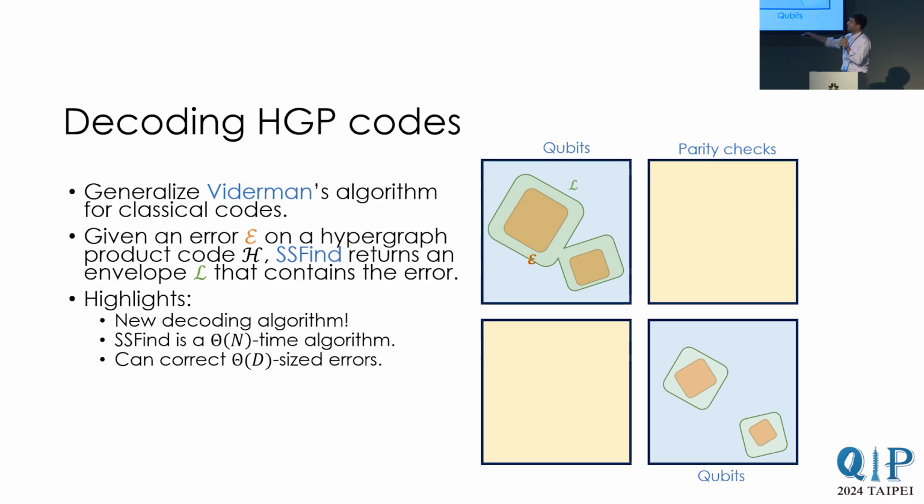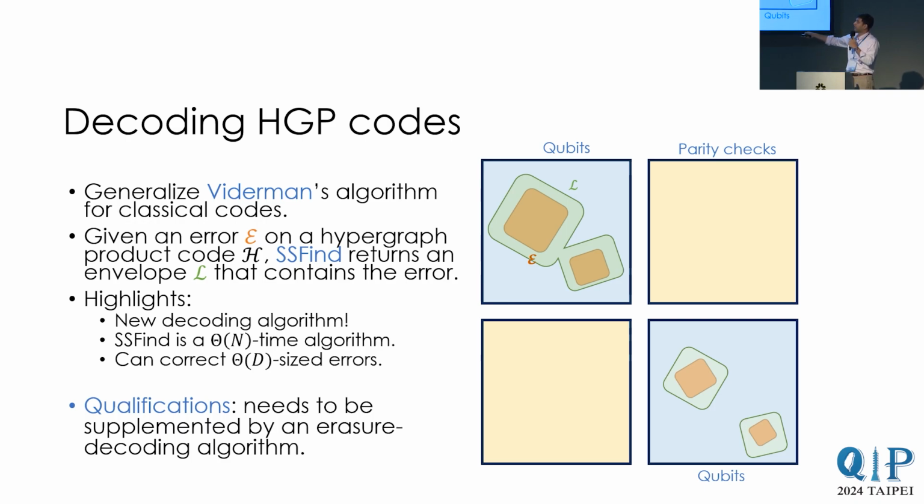Second, small set find is a linear time algorithm. So if you're worried about efficiency, this is something that you would care about. And most importantly, this algorithm can correct errors of size up to basically d over 2. So up to asymptotic parameters, this is optimal.